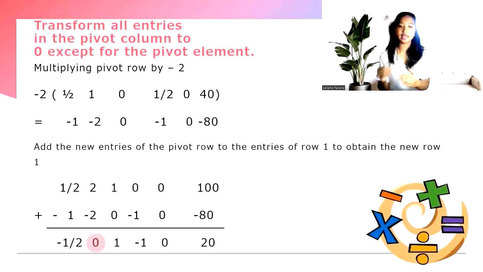So to add that, 1/2 plus negative 1, that is negative 1/2. 2 plus negative 2, we have now the 0. 1 plus 0 is 1. 0 plus negative 1 is negative 1. 0 plus 0 is 0. 100 plus negative 80 is positive 20, because of course you have to subtract it since they have unlike signs and copy the sign of the larger number. So that will be our new row 1.